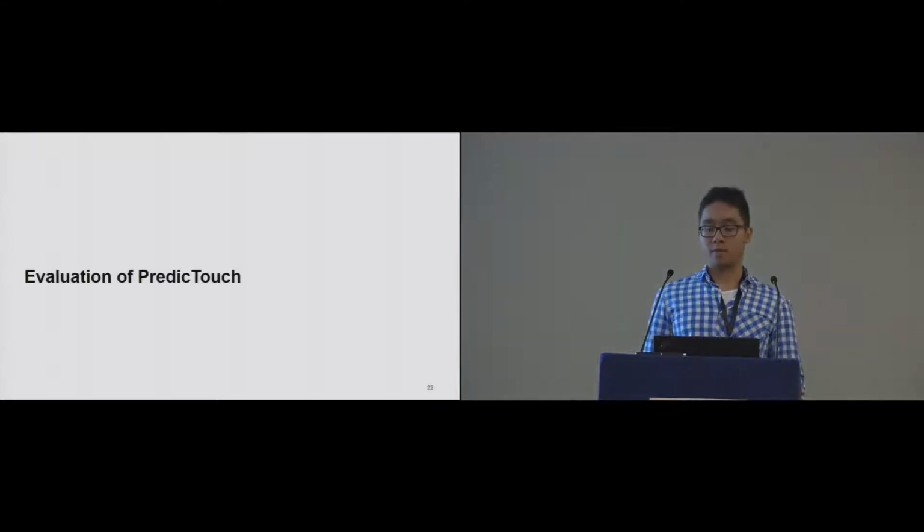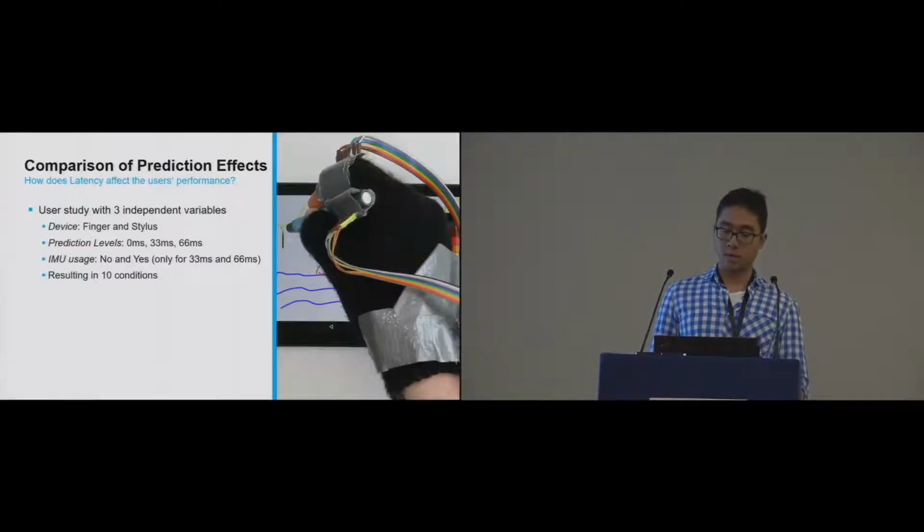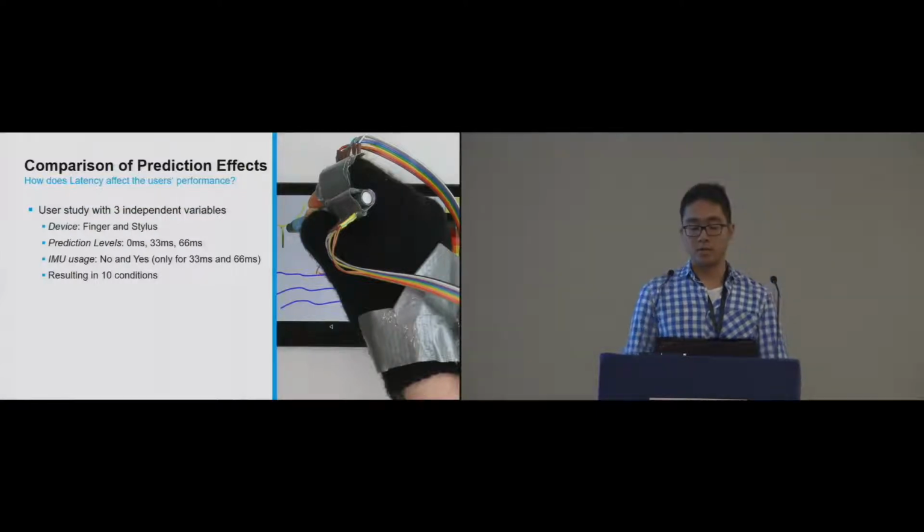So after we developed the model and found the best IMU combination, the next step is to evaluate the effect of the latency reduction on the user. So we conducted a user study in which participants used our system, once with a stylus and once with a finger input. We let them use 3 prediction levels, meaning 0 to 66 milliseconds, whereas the predictions were once with and once without the IMU. And this results in 10 conditions in total, since a prediction level of 0 milliseconds cannot make use of an IMU.